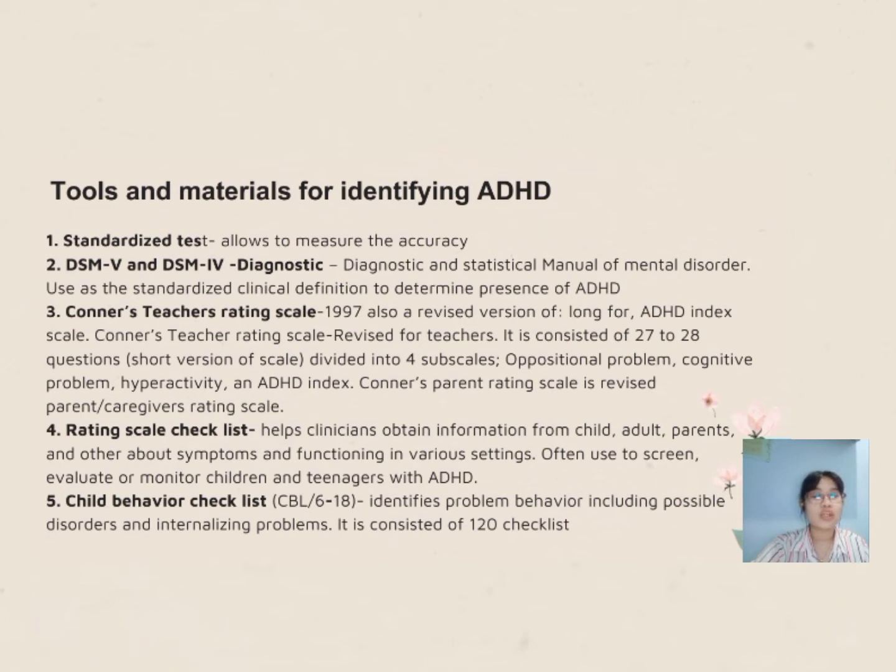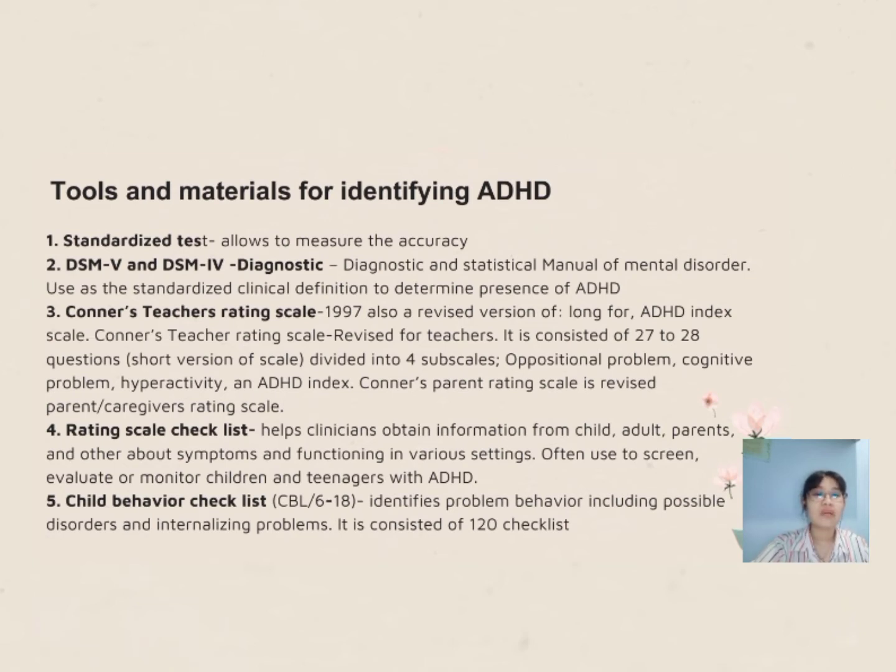Teachers can observe students inside the classroom, and parents can observe their child at home, to see how the child behaves inside and outside the classroom. So, next we have the rating scale checklist. This helps clinicians obtain information from the child, adult, parent, and others about the symptoms and function in various settings, often used to screen, evaluate, or monitor children and teenagers with ADHD.